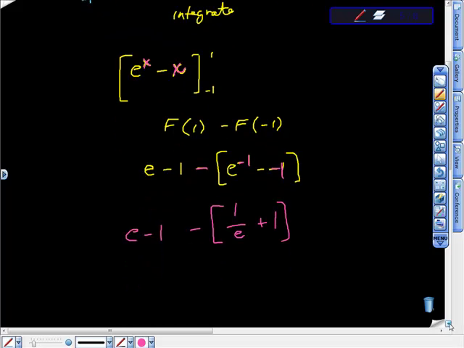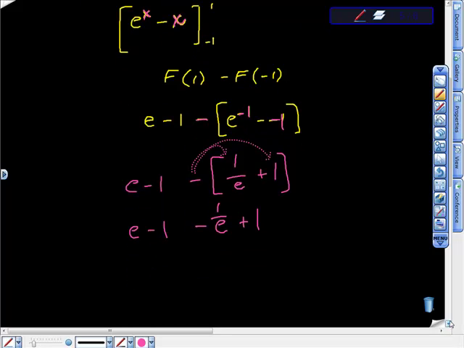I'm just going to keep doing my work, and I'm going to go ahead and distribute this thing in. I'm going to distribute this into here, and it goes here also, doesn't it? And that would give us negative 1 over e plus 1, and then we have e.